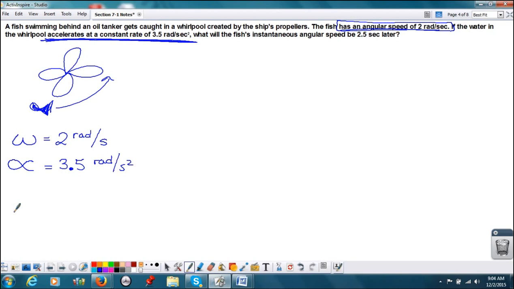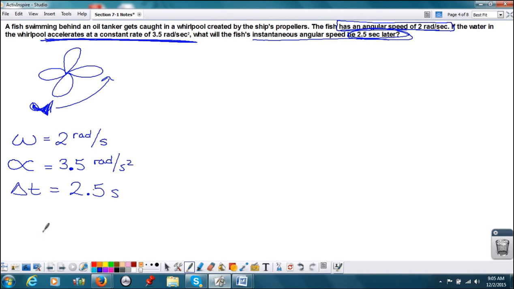It says, what will the fish's instantaneous angular speed be 2.5 seconds later? 2.5 seconds, well, time, thankfully, is always the same. There's no difference for the linear or the angular. So 2.5 seconds, still going to be delta t.